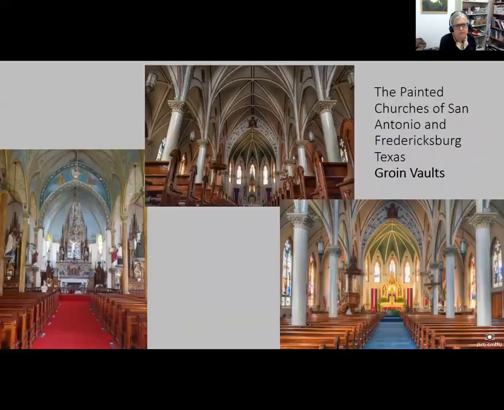There are also groin vaults in Houston. I know there's one off the light rail, on Main, and I think it's near Capitol or something, and I forget the name of the place. When you make a groin vault, they also call them rib vaults. You get these ribs in the ceiling from intersecting the two barrel vaults. These are painted churches in Fredericksburg that have groin vaults.